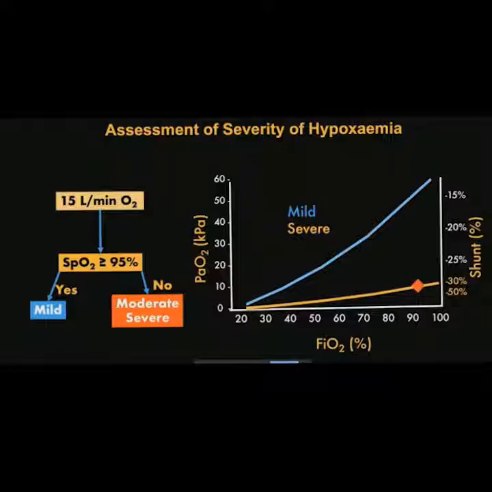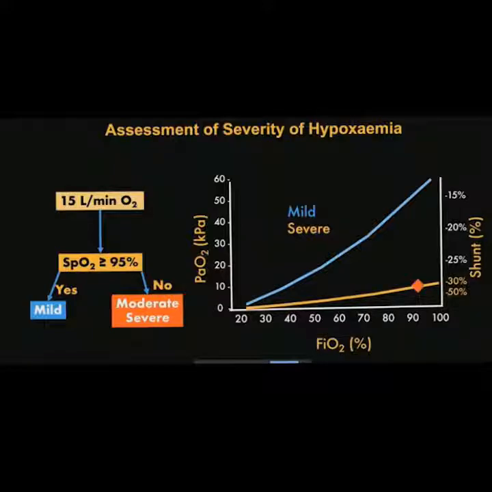So if you know what a shunt is, essentially it's alveoli that are completely collapsed. So no matter how much oxygen they get, they will not be able to perfuse their organs, and as a result, they're still hypoxemic. And those patients are categorized as severe shunt fraction or severe hypoxemia.